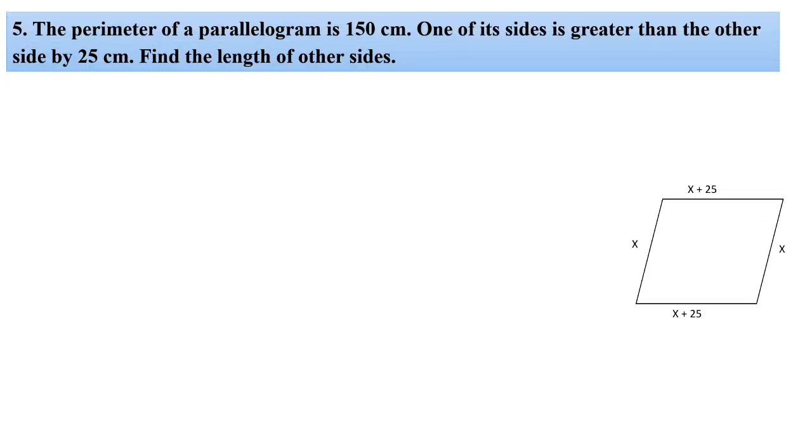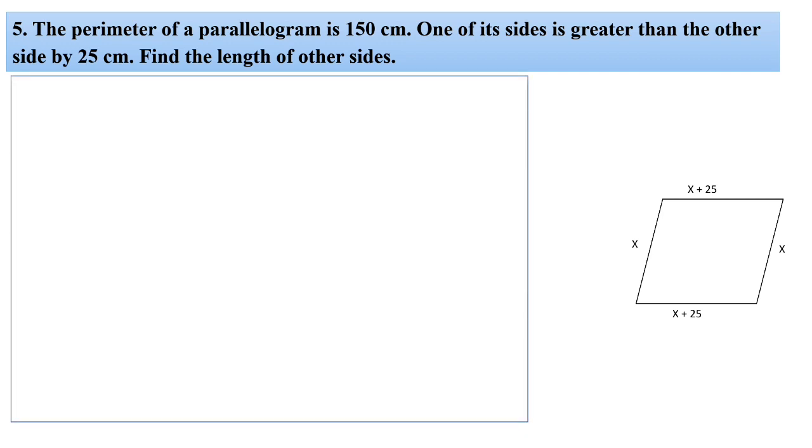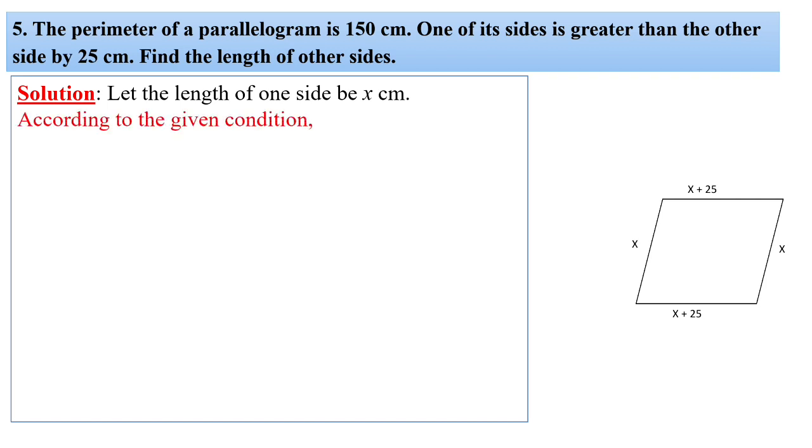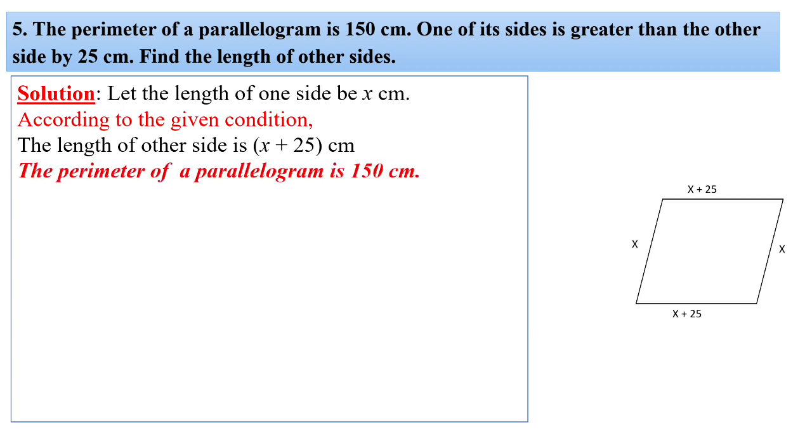Now, question number 5. The perimeter of a parallelogram is 150 centimeter. One of its sides is greater than the other side by 25 centimeter. Find the length of the other side. Let the length of one side be x centimeter. According to the given condition, the length of the other side is x plus 25 because it is greater by 25 centimeter. The perimeter of the parallelogram is given 150 centimeter. Perimeter means the addition of all four sides. So here we get 150 centimeter.